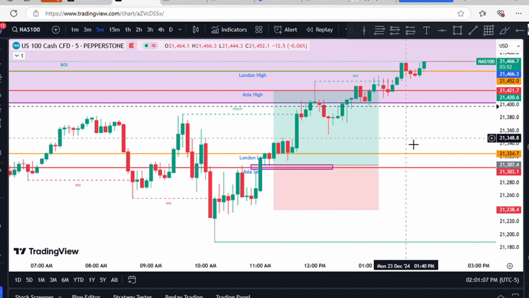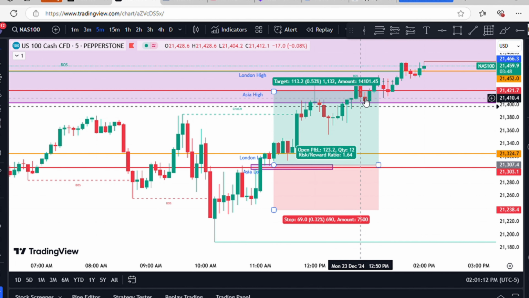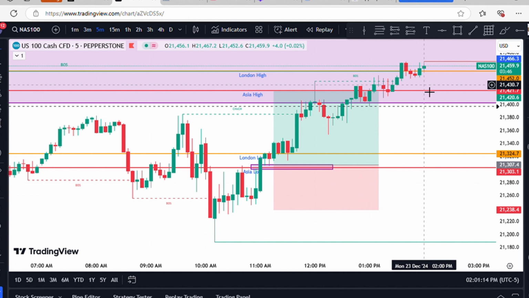I think there were equal highs on the 4 hour that it ended up targeting. So yeah, I lost that first trade, but I had the exact same opportunity to take this trade right here with the exact same setup.